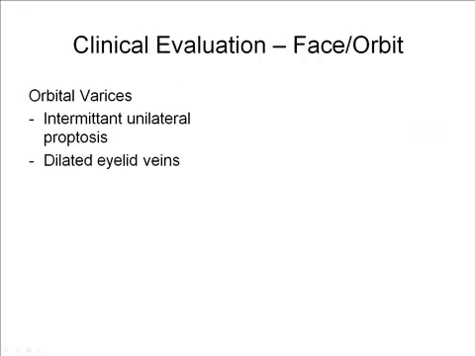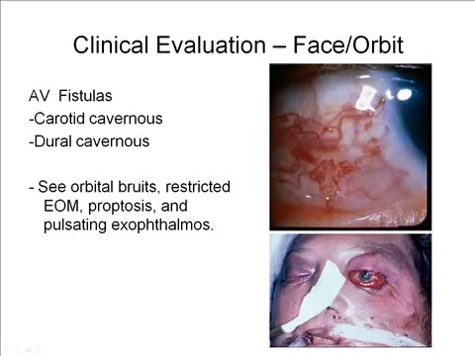Orbital varices can sometimes as well be associated with a secondary glaucoma. You'll typically see dilated eyelid veins and intermittent unilateral proptosis. I do not have a good image of that at the moment. AV fistulas can cause a similar elevated intraocular pressure, again due to a secondary increase from elevated episcleral venous pressure in the acute setting.